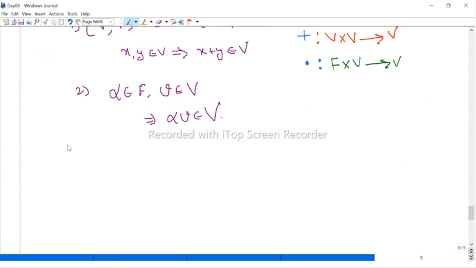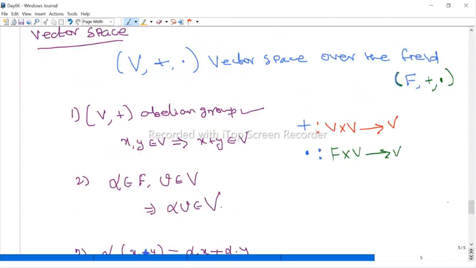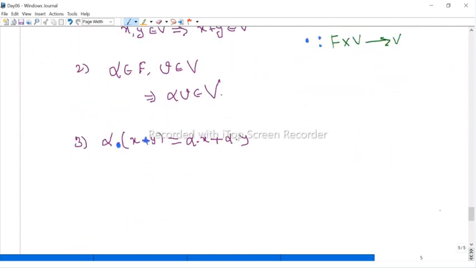Go through the book and you will find the properties you have to check. Alpha times the sum of two elements is nothing but alpha times x plus alpha times y. But this multiplication is the blue color multiplication, and the addition is also blue color addition, because vector addition is blue and scalar addition is green. So alpha times (x plus y) equals alpha x plus alpha y.